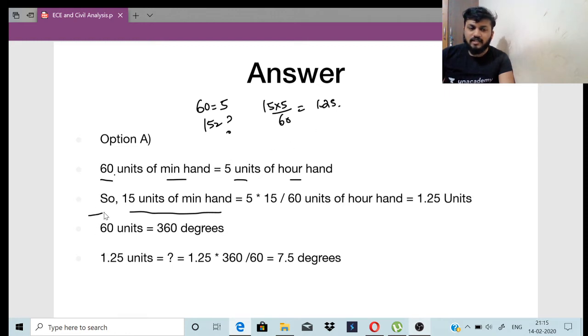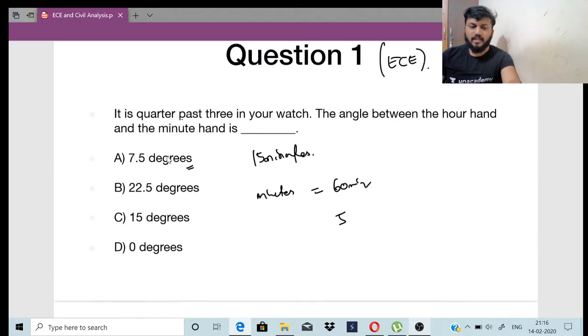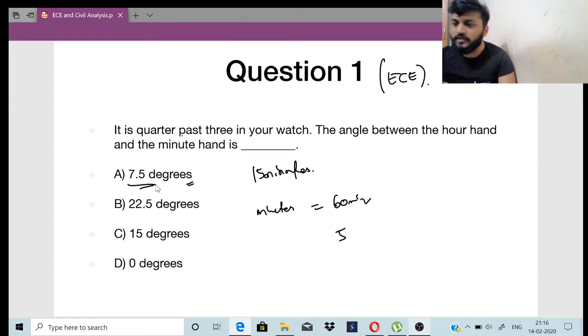They have asked about the degrees. So 60 units is equal to 360 degrees. So 1.25 units is equal to how much? 1.25 into 360 divided by 60, 7.5 degrees is the answer, which is option A. Clear with this?